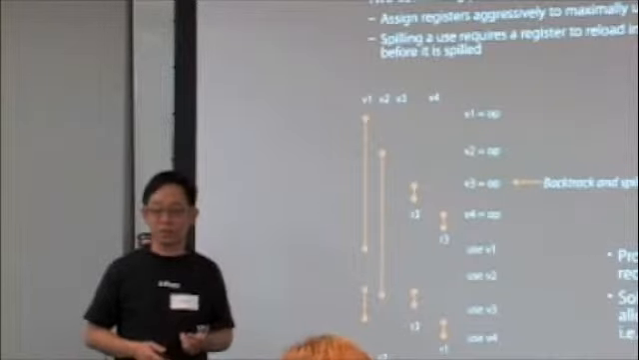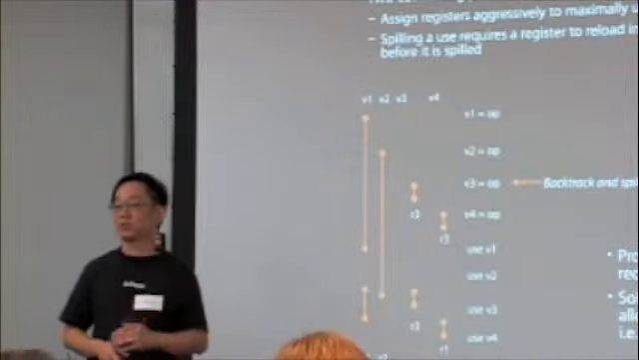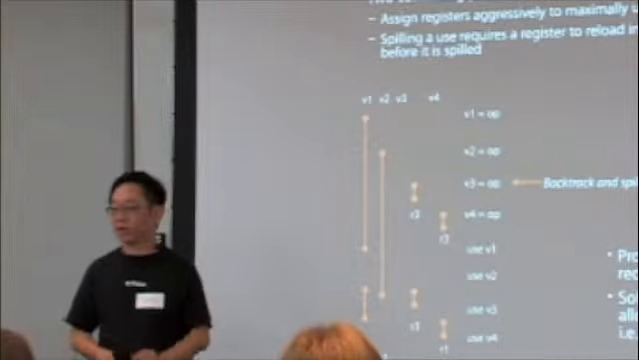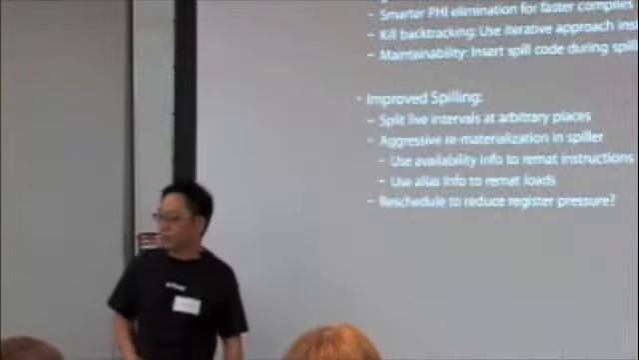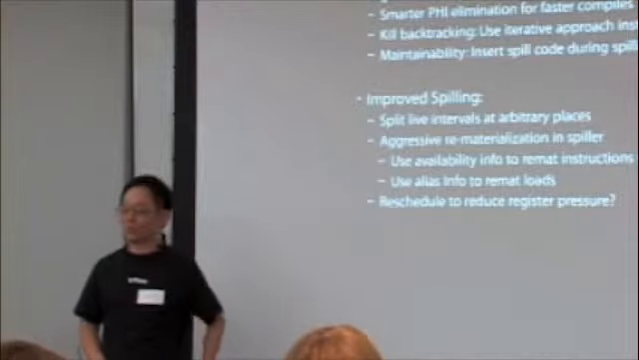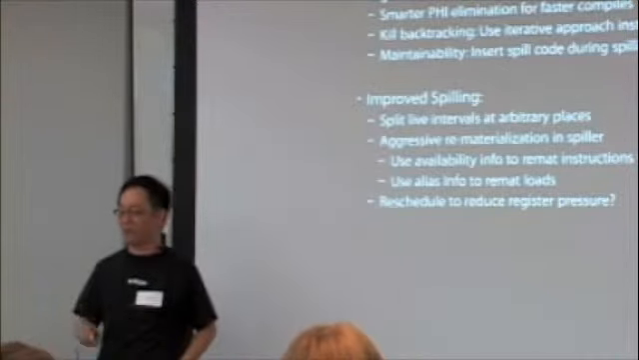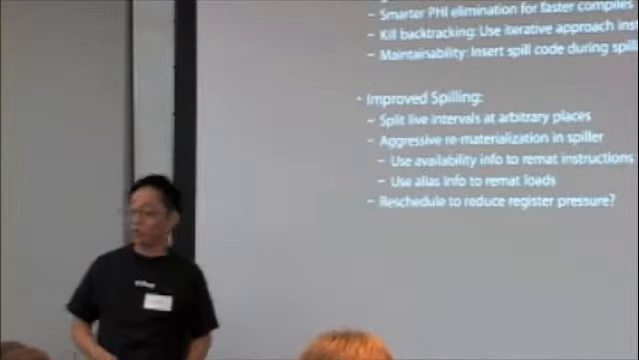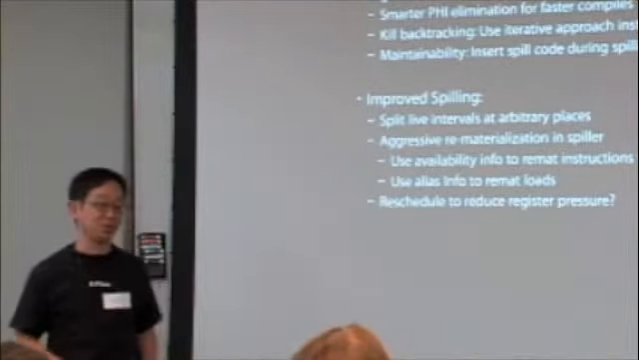Some kind of priority to decide which ones get to allocate first is the way to go. And this will allow us to fix the backtracking problem. So, summary: there's a lot of work to be done. We want to do smarter fee elimination for faster compile. We want to kill off backtracking by using an iterative approach.